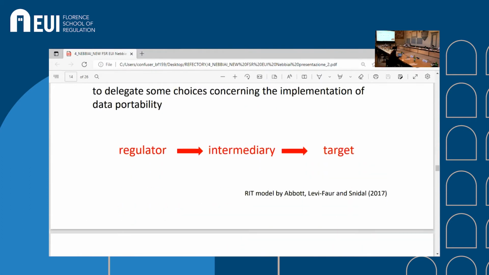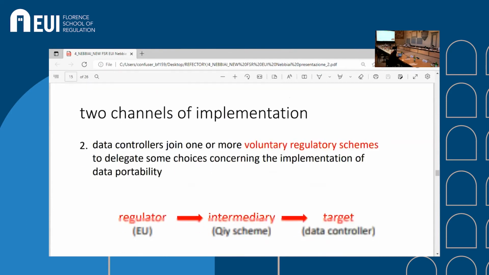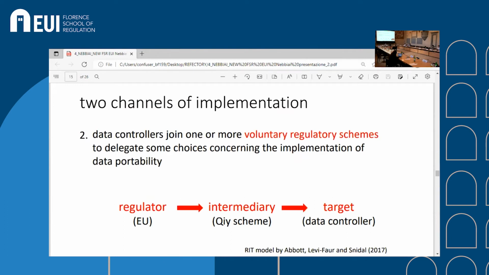So now the new model could be represented as that. So here we have a target that is a data controller that joined the KU-IUI scheme. And then that is now regulated both by this voluntary scheme and by the GDPR. So we have an intermediary. And this, of course, is going to impact on the interpretation of these gray areas we were speaking about before.